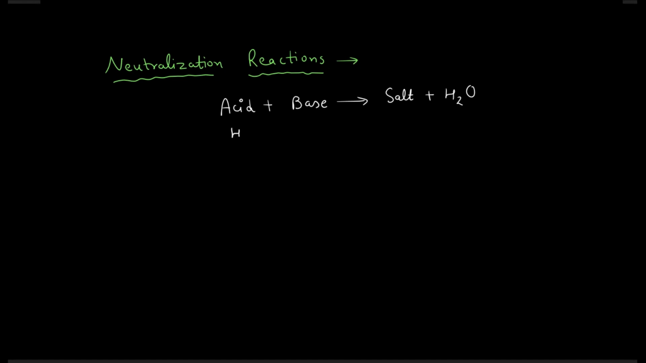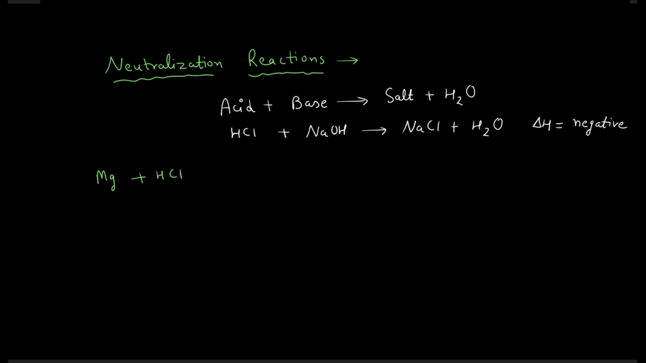For example, HCl reacts with sodium hydroxide to give sodium chloride and water. So here HCl is getting neutralized with the help of sodium hydroxide to give salt, NaCl, and water. All neutralization reactions are exothermic reactions, so delta H is negative. So the examples of neutralization reactions involve the reaction of a metal like magnesium with HCl.